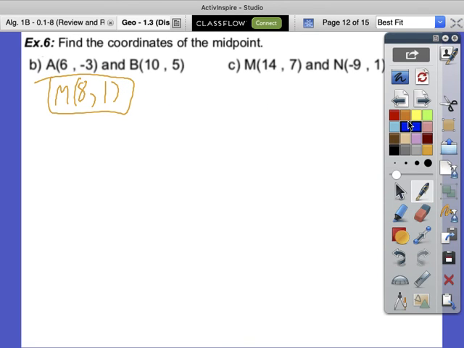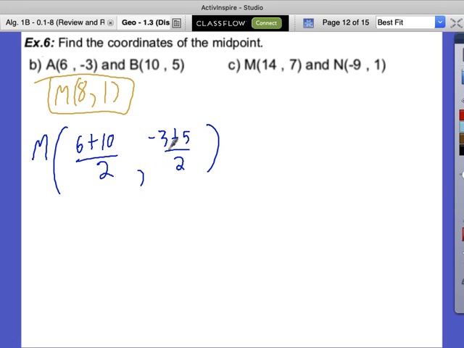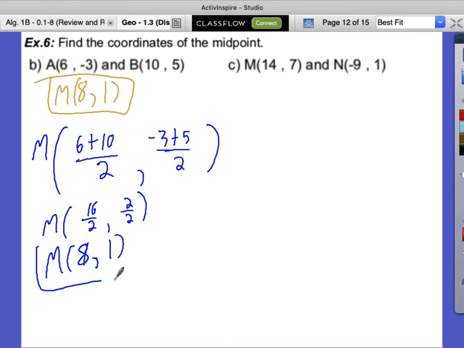If that didn't make sense to you, you can go back to doing our actual formula and do 6 plus 10 divided by 2, and then do negative 3 plus 5 divided by 2, and we're going to get the same exact spot. 6 plus 10 is 16 divided by 2, negative 3 plus 5 is 2 divided by 2. 16 divided by 2 is 8. Let me try that again. And then 2 divided by 2 is 1. So you still get 8 comma 1 either way.